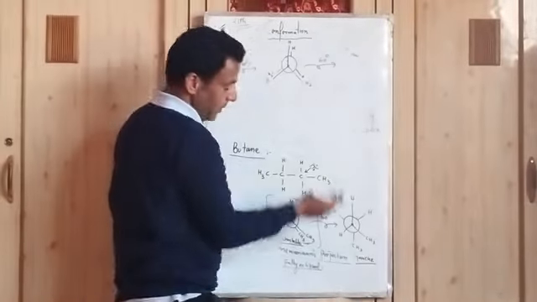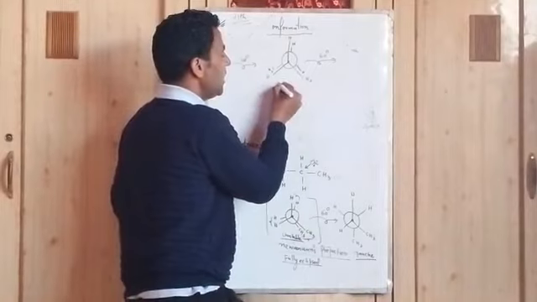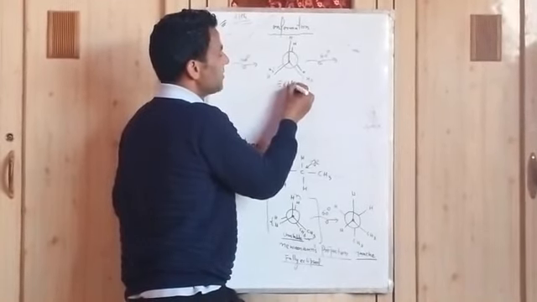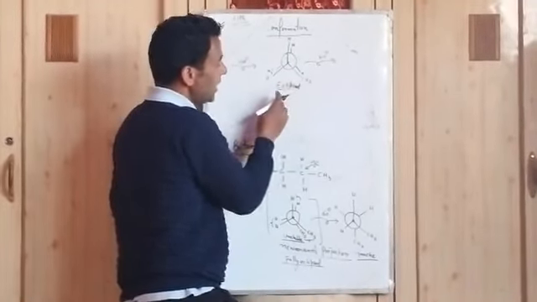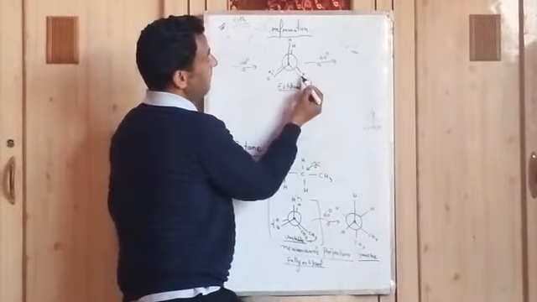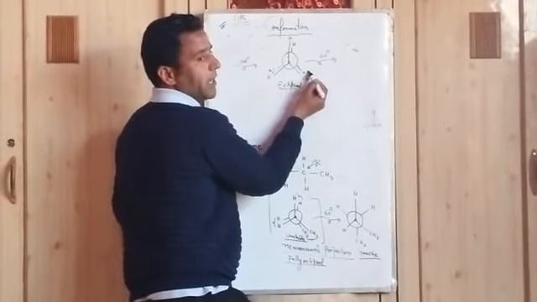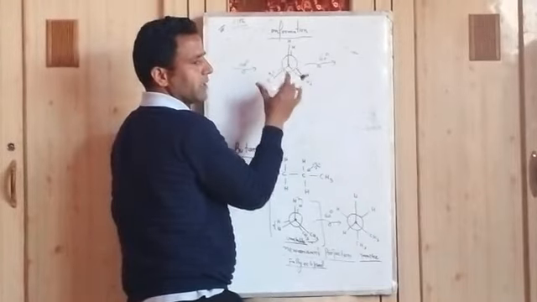This is also eclipsed but not fully eclipsed. So this is only eclipsed. This is the eclipsed form. Why is it only eclipsed, not fully eclipsed? Because methyl and hydrogen are one behind each other, not two bulky groups behind each other.